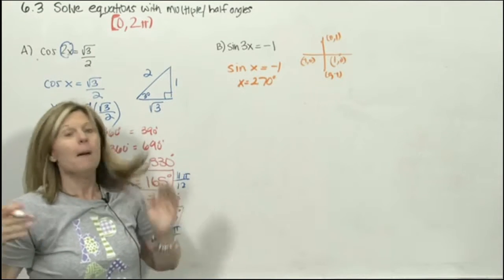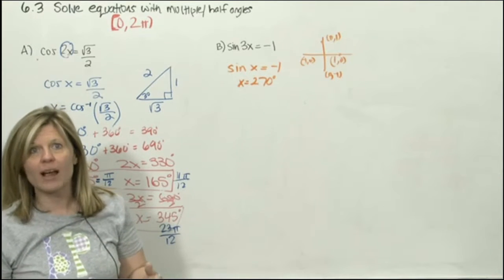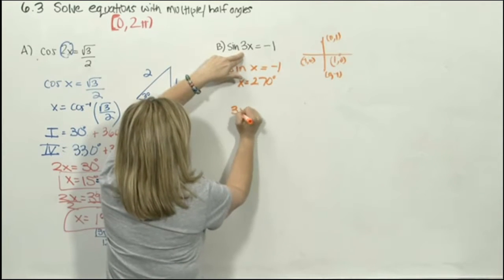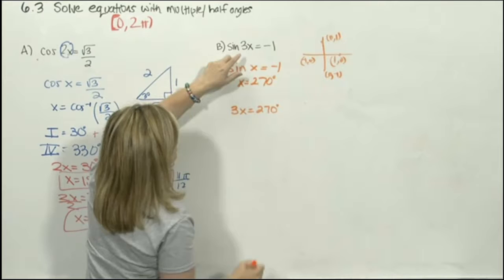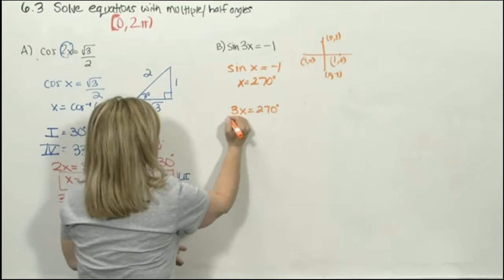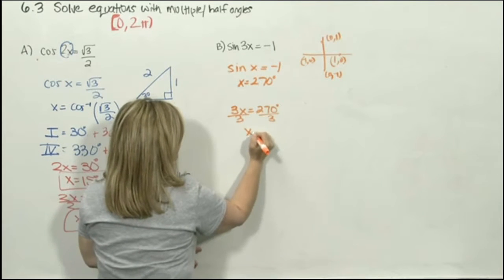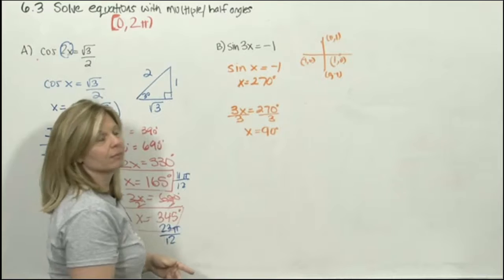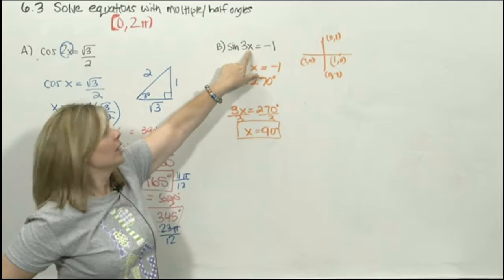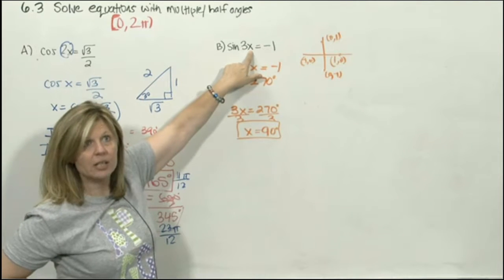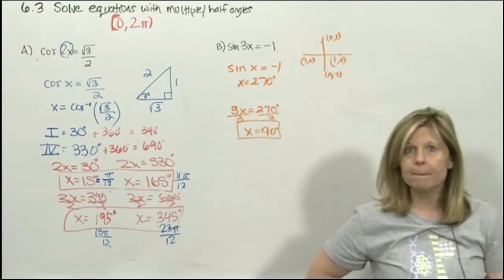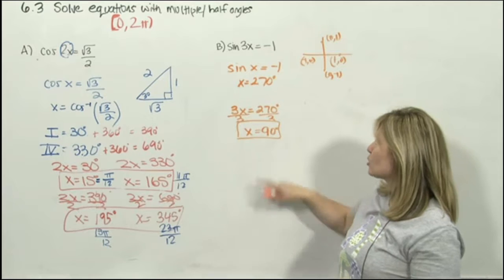Y'all agree? But our angle wasn't good old x. What was our angle, everybody? It was 3x. So this is what we do. We take 3x, and we set it equal to 270. 3 times something, if we take the sine of it, would spit out -1. We're going to find that angle, that something. That angle is 90 degrees. Now that should make sense. If we put 90 degrees back in the original, 3 times 90 is 270. The sine of 270 is -1. Everybody agree with me?